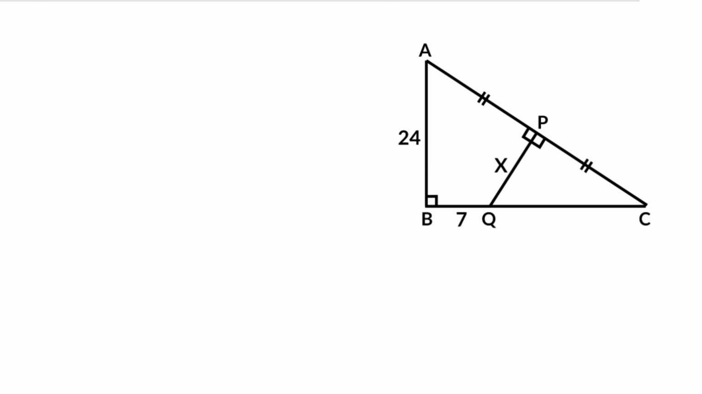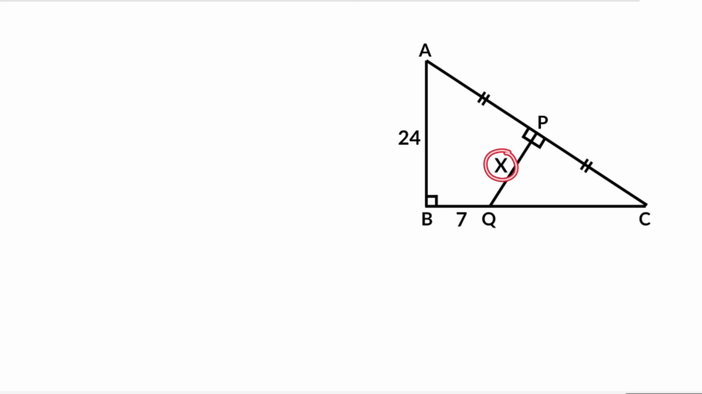The vertical side, AB, is exactly 24 units long. Along the bottom base, BC, we have a point Q. The short piece from B to Q is exactly 7 units. From Q, we draw a line straight up to the hypotenuse AC, and it meets the hypotenuse at a perfect right angle. Let's call that point P. Our mystery is the length of QP.